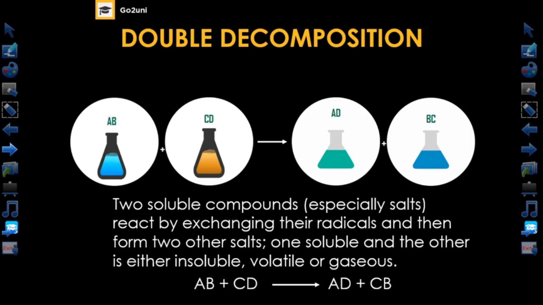And we have another straight representation of a reaction showing double decomposition. AB plus CD, giving us AD plus CB. Let us take a look at how that kind of reaction takes place.